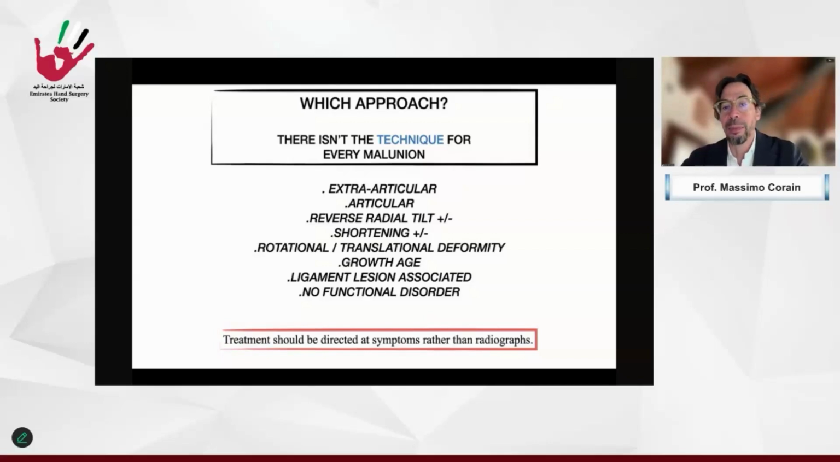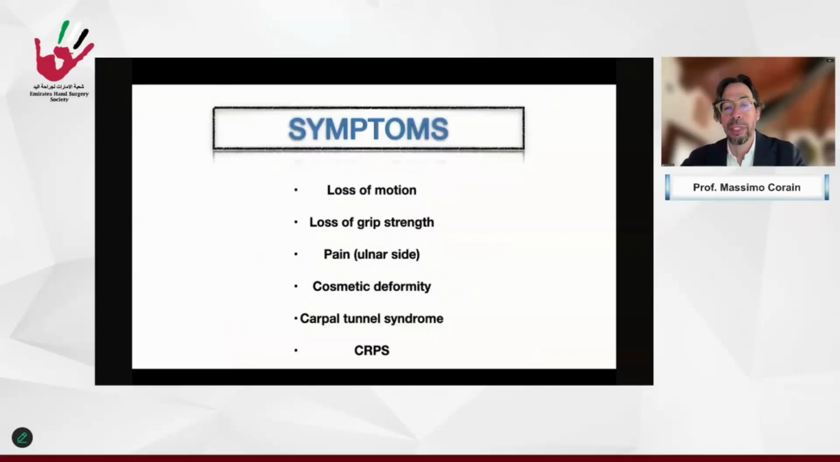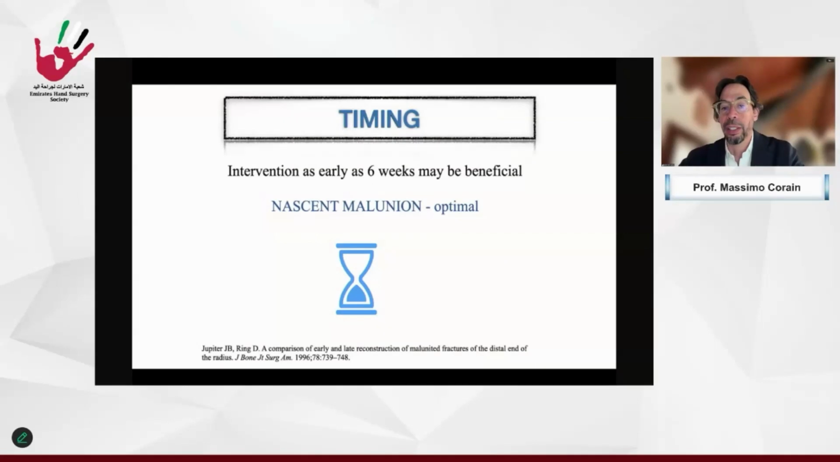Which symptoms normally push us to decide to correct a malunion? Normally it is a loss of motion, a loss of grip strength, or pain. In most cases it is ulnar pain from radial shortening, sometimes cosmetic deformity, and it can be associated with carpal tunnel syndrome or CRPS, which make everything much more demanding. As for timing, the best time to treat a nascent malunion is around the 6th week, because the soft tissues are not retracted and the fracture line can be detected.